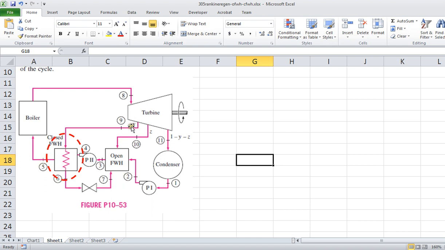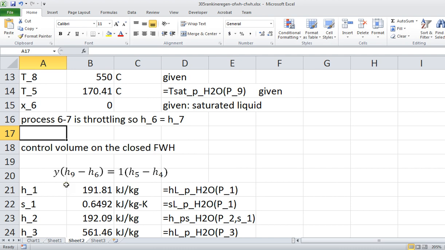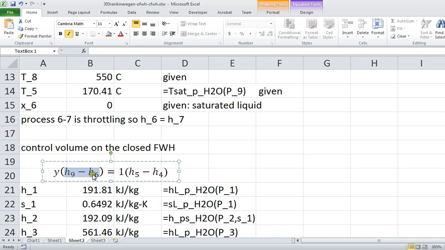So we have Y times H9 plus 1 times H4 is equal to Y times H6 plus 1 times H5. And I've tried to write that in maybe a little bit different way. I've said Y times (H9 minus H6) is equal to 1 times (H5 minus H4). In other words, this is the decrease in enthalpy of the condensate, and this is the increase in the enthalpy of the feed water.